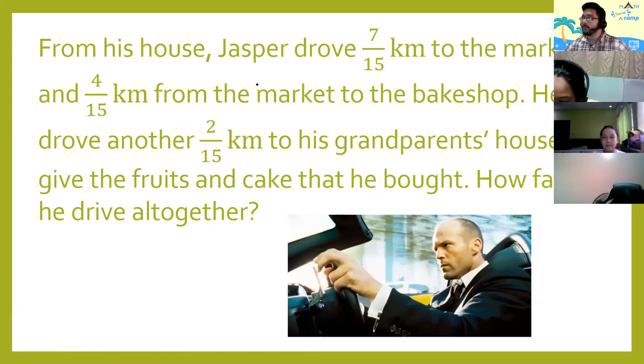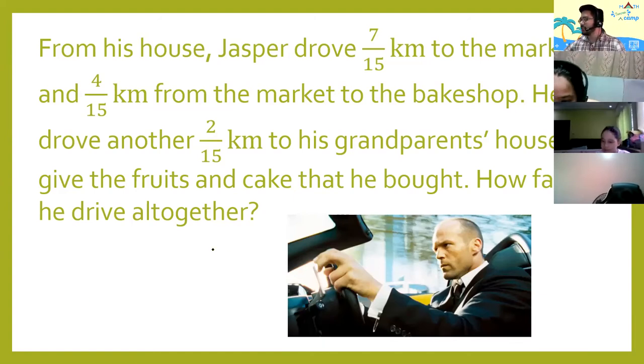From his house, Jasper drove 7/15 kilometers to the market and 4/15 kilometers from the market to the bake shop. He drove another 2/15 kilometers to his grandparents' house to give the fruits and cake that he bought. How far did he drive altogether?